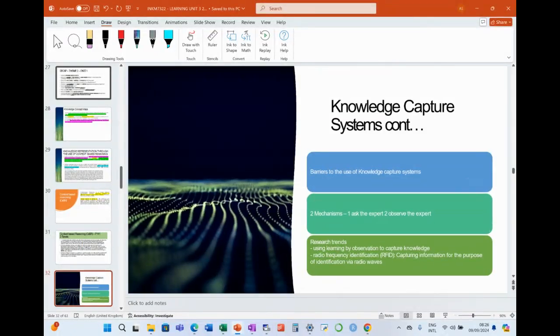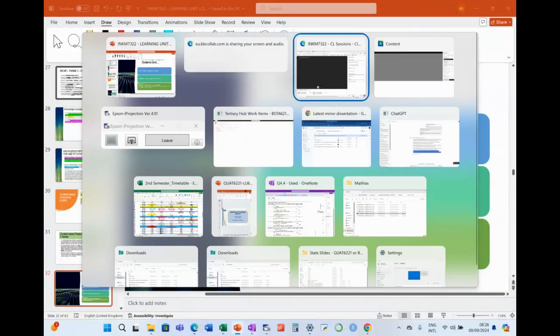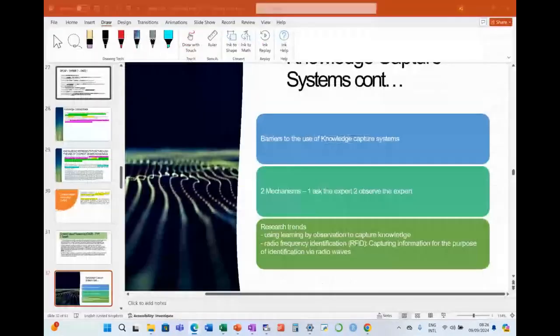We have obviously, and this is kind of like a summary of the key stuff that we still need to do, is discuss quickly the barriers to the use of knowledge capture systems, which we'll do shortly. And this is more of a recap. The two mechanisms that they use, number one is to ask an expert, and then secondly, to observe an expert. Then lastly, they're saying research trends using learning by observation to capture knowledge management, and then radio frequency identification, capture information for the purpose of identification via radio waves.